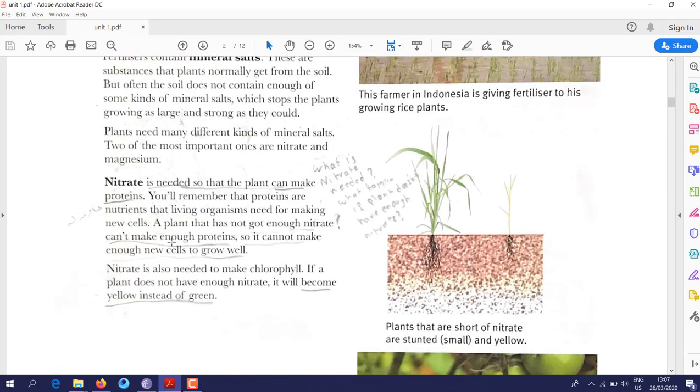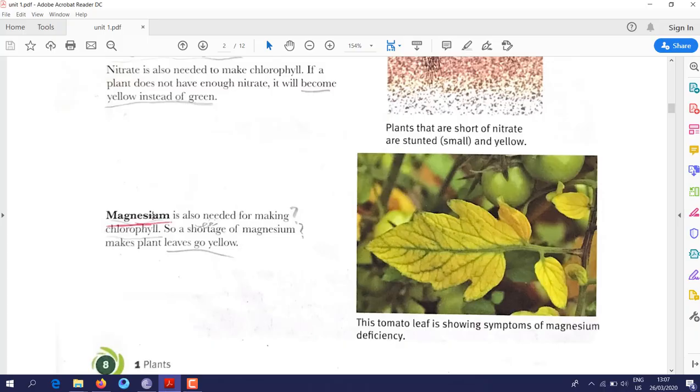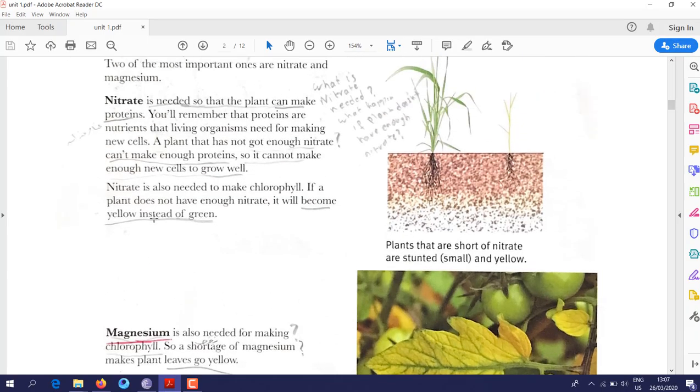We have two main types of fertilizers. These two main types of fertilizers are nitrate, and the second one is magnesium. So two main fertilizers, two main mineral salts, nitrate and magnesium. So what's the function of each one of these fertilizers or mineral salts?